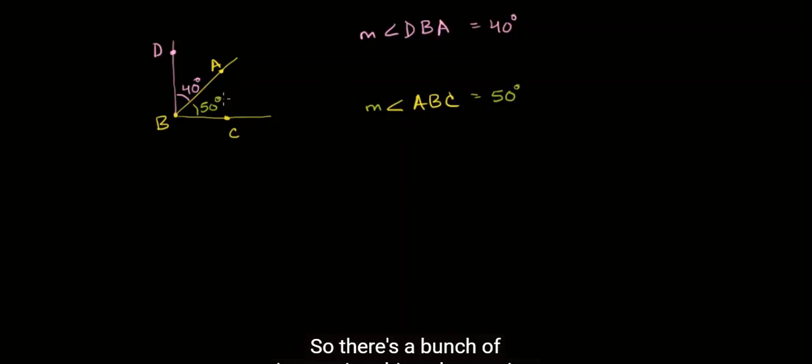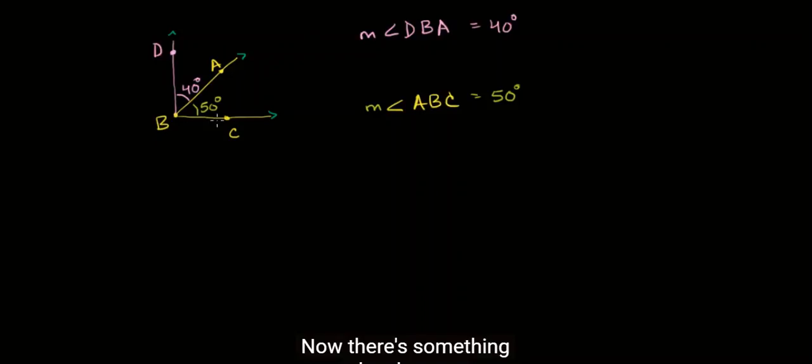So there's a bunch of interesting things happening here. The first interesting thing that you might realize is that both of these angles share a side. If you view these as rays, they could be lines, line segments, or rays, but if you view them as rays, they both share this ray BA. And when you have two angles like this that share the same side, these are called adjacent angles, because the word adjacent literally means next to. These are adjacent angles.